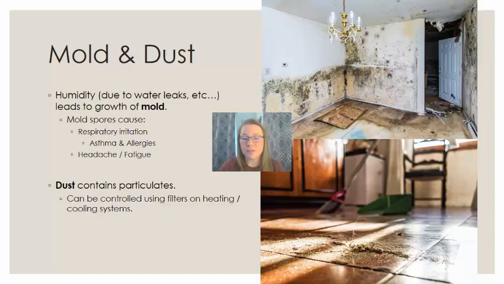discussed in a previous video. However, dust can be controlled. So you can put filters on your heating and cooling systems that are moving a lot of the air throughout your home, and those filters can help remove a lot of that dust. In terms of preventing mold, you can make sure that you don't have leaky pipes. You can make sure to use a dehumidifier during the summertime to reduce the amount of humidity in your home.